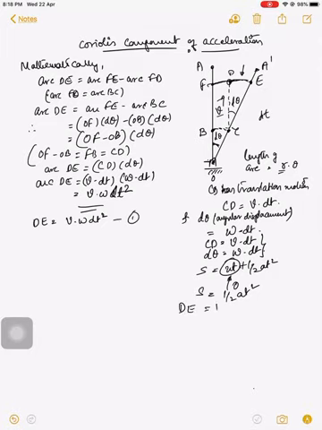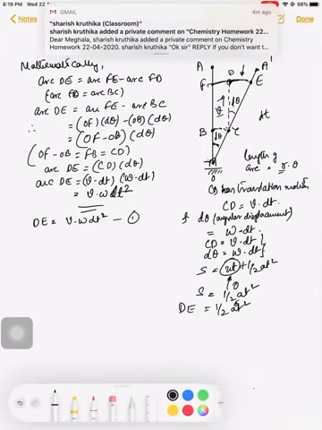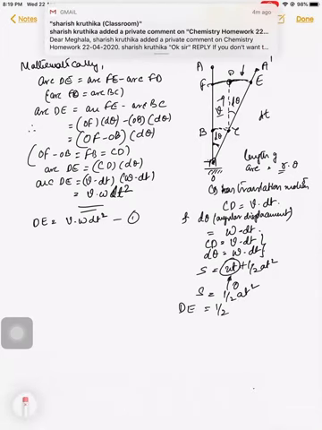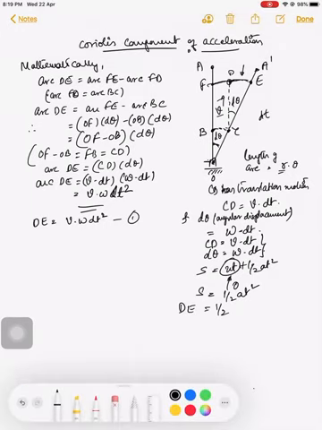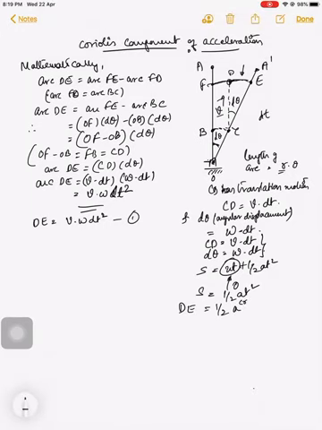Therefore DE is equal to half at square, without velocity. Velocity is equal to 0. A is the Coriolis component of acceleration here. So let this be equation number 2. Now equate 1 and 2.